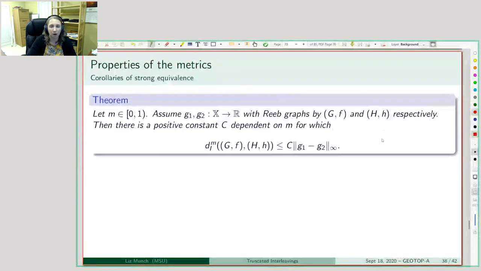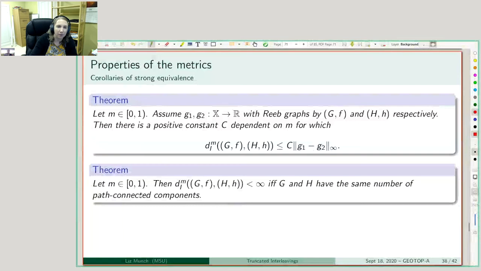Some other properties, all of these things are essentially corollaries of that strong equivalence, and then using all of the proofs of the properties on the original interleaving distance. So if you give me an m between 0 and 1, not including 1, if I have two input functions on the same starting space and I compute their Reeb graphs, I have a stability theorem.